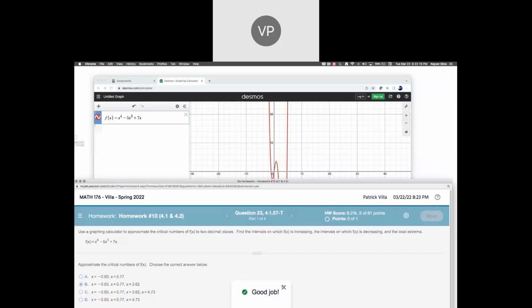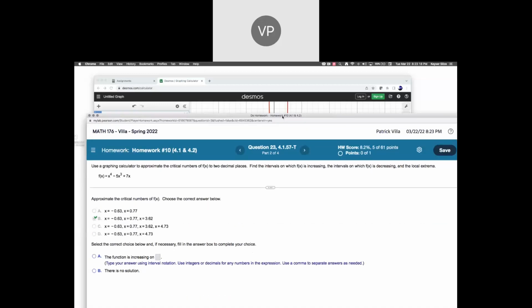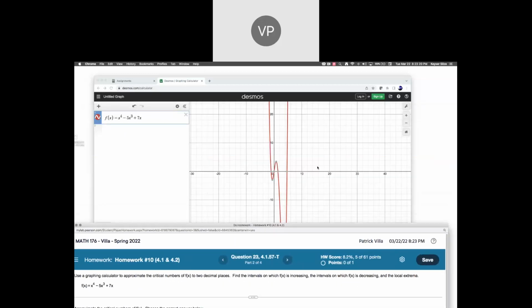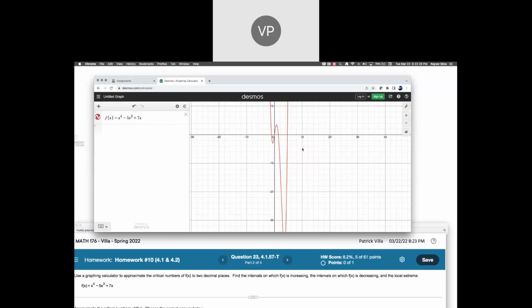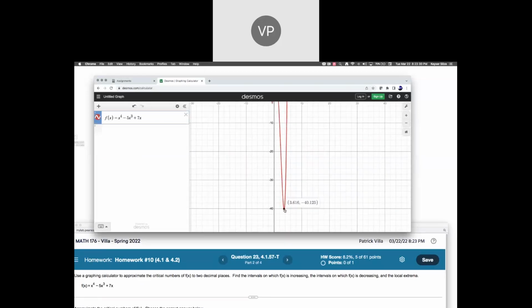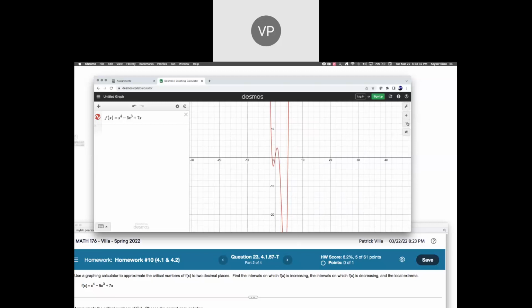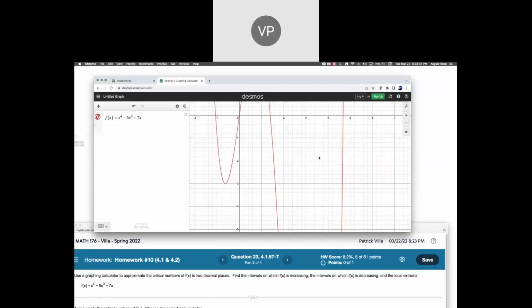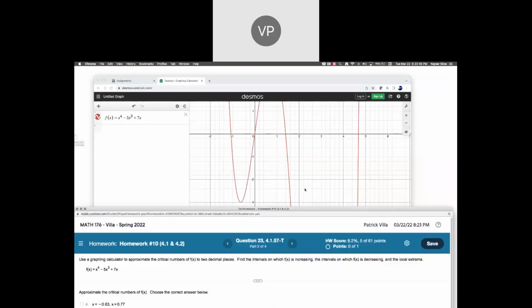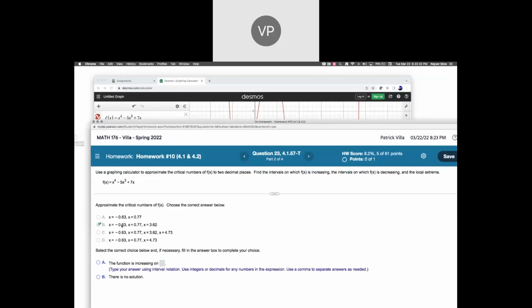Okay? So now part 2 is saying the function's increasing. So let's look at the graph. We can see it's increasing between this point and this point, and then it's also increasing from 3.6 all the way up forever. And zoom out if you need to. It just keeps going up and up and up. So my first place it's increasing is going to be between that negative 0.63 and the 0.77. So I'm going to start with that. Negative 0.63 all the way up to 0.77.